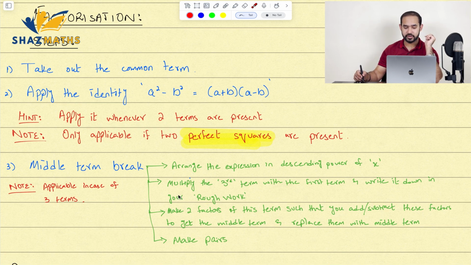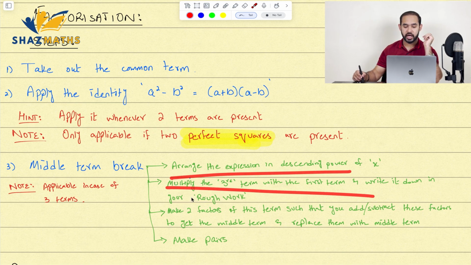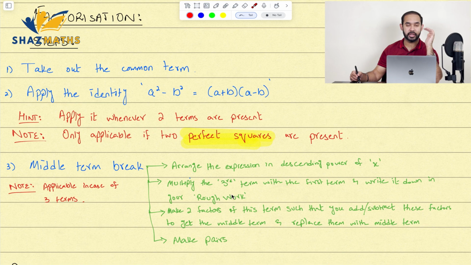The second step is we will multiply the third term with the first term and write it down in our rough work. Now this might seem a bit confusing, but when we apply these steps to the actual example, it will make a lot more sense to you. So I will suggest you to write down these steps, so that when we are applying them in the example, it makes a lot of sense to you.